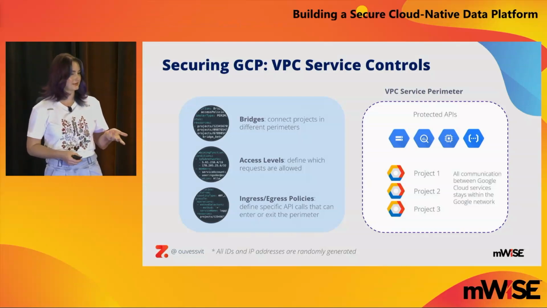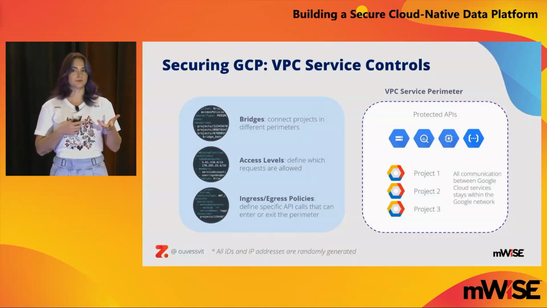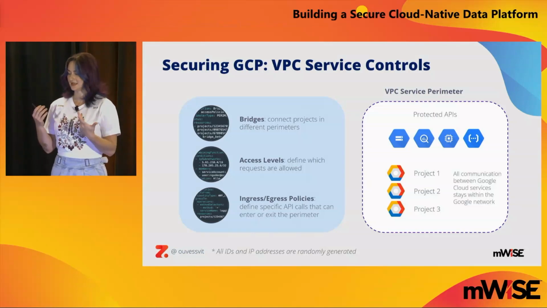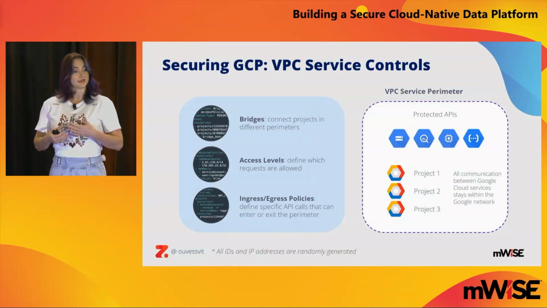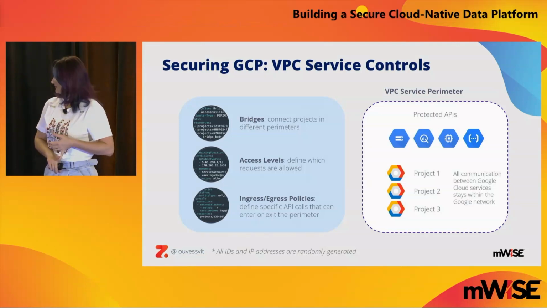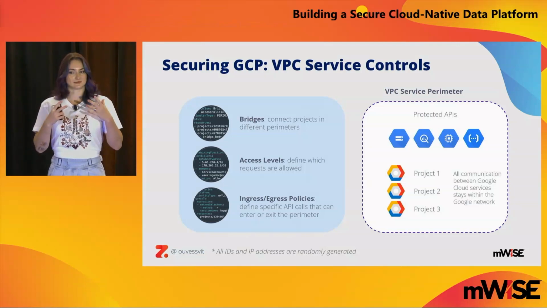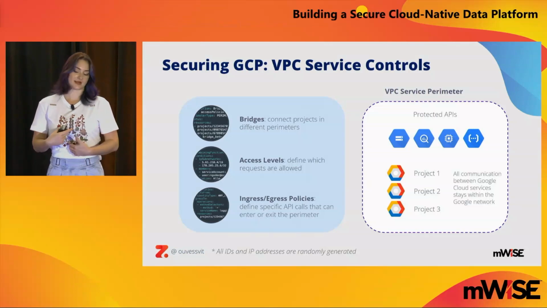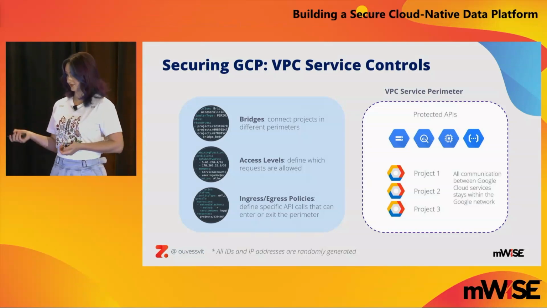The next one is access levels, and that's really how you define how users typically access your environment. A very typical scenario for this is your internal VPN, corporate VPN IP ranges, your corporate Wi-Fi IP ranges, something that is known and managed by you in terms of network. Another one is service accounts.